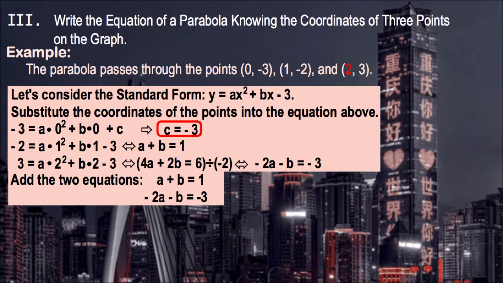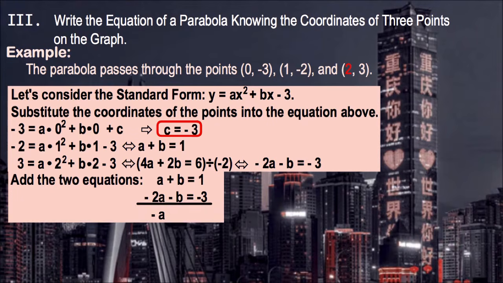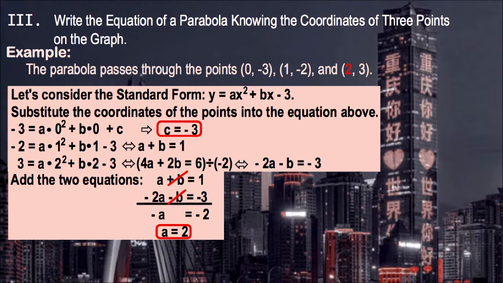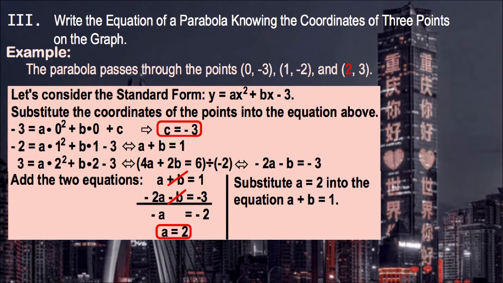So add the equation a plus b equals 1 to the equation -2a minus b equals -3. By doing this, you obtain -a, and then the b's cancel out, equals -2. Dividing both sides of the equation by -1 results in a equals 2. Now we can substitute a equals 2 into our equation a plus b equals 1. Thus, 2 plus b equals 1, equivalent to b equals -1.